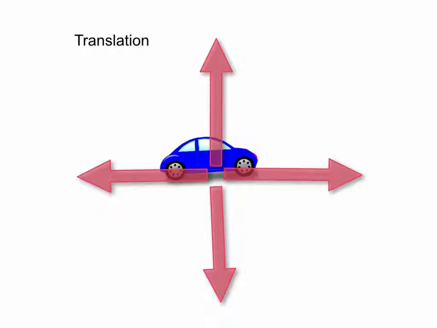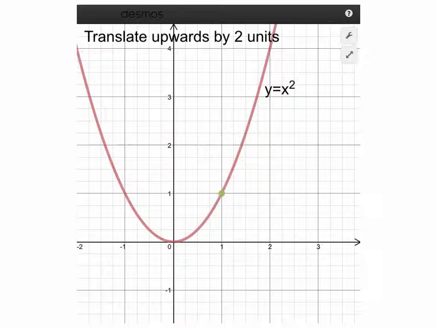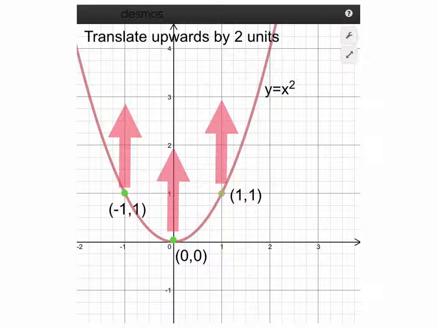And this is translation. This is the graph of y equal to x squared. Now I want to translate it upward by 2 units. Let's see what will happen. First, take a look on 3 points on the original graph, which are (1, 1), (0, 0), (-1, 1). All these 3 points will move upward by 2 units, so they will become (1, 3), (0, 2), and (-1, 3). And when we connect those 3 points, the graph will look like this.